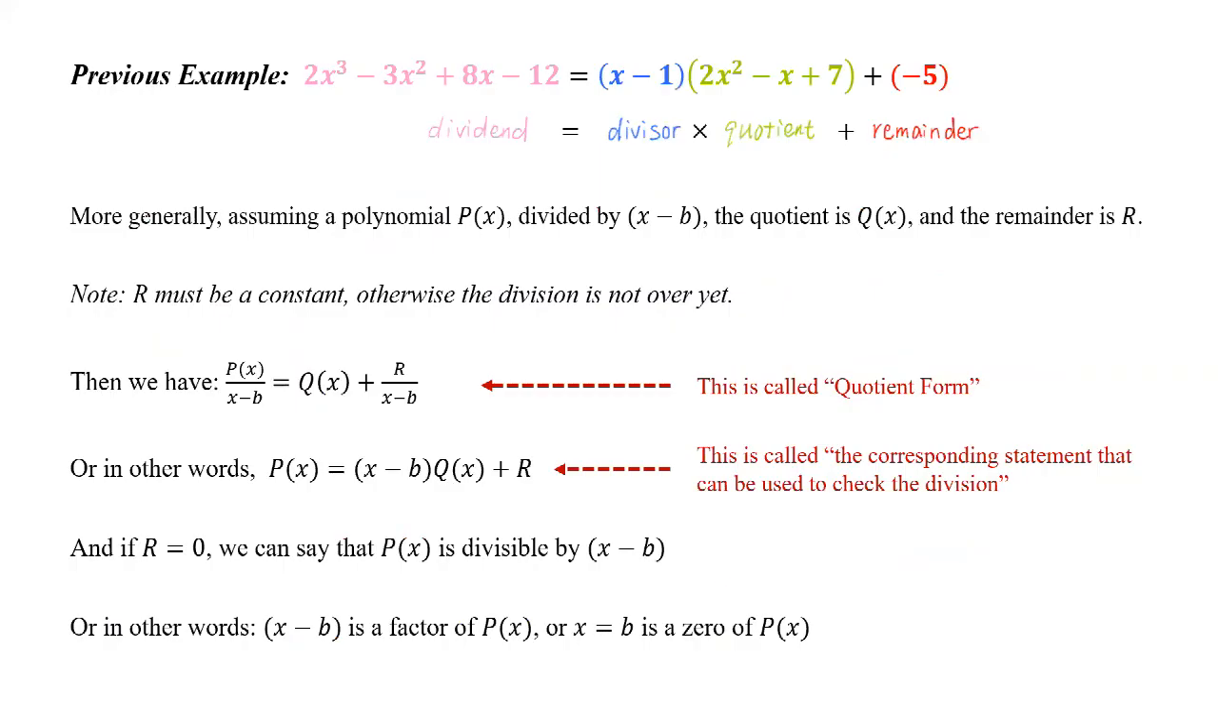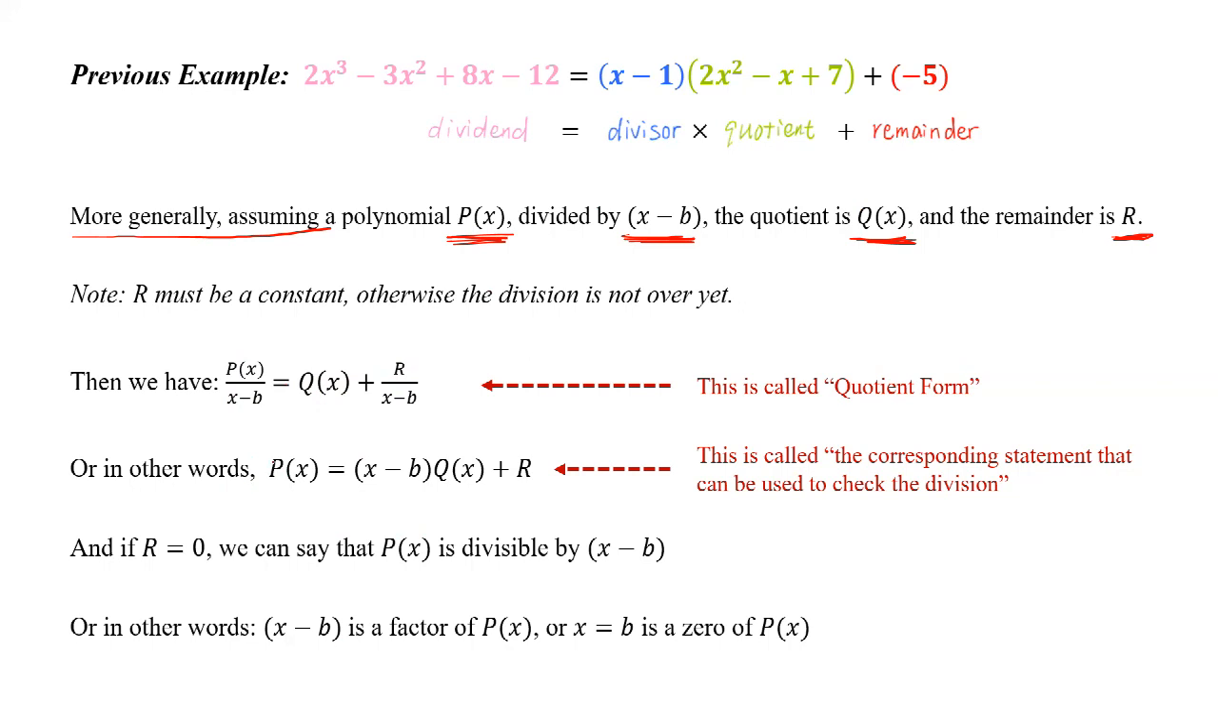Okay, so more generally, assuming a polynomial p(x) divided by x minus b, the quotient is q(x) and the remainder is r. So note here r is a number, right? R must be a constant, otherwise the division is not over. So if we have these terms here, then we will have the relationship p(x) over x minus b is q(x) plus r over x minus b, right? This is called quotient form.